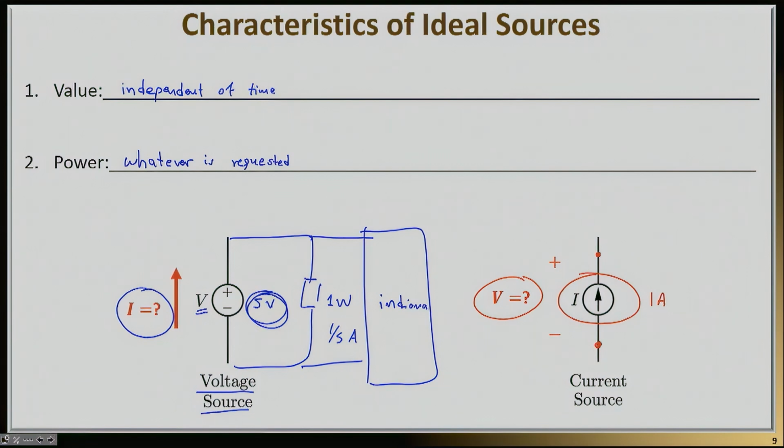It will be such that the V times I, the provided power by the source, the delivered power by the source, must match whatever the load requests. So if the load requests 1 watt or 1,000 watts, you will change voltage accordingly such that you get the requested power. So these are the two main characteristics of ideal sources, and as far as this course is concerned, we're always using ideal sources. The voltage or current will be always what is signified by the source, but the power will be whatever the load requests.